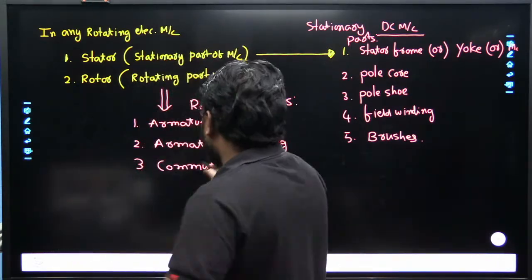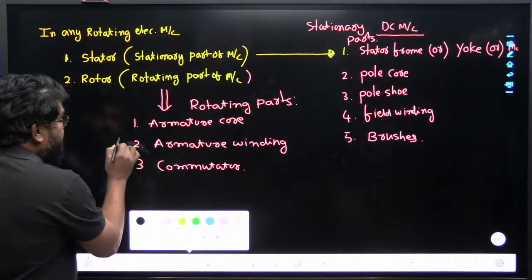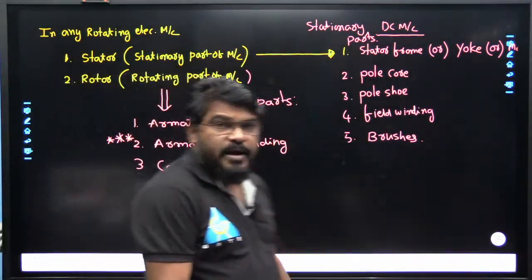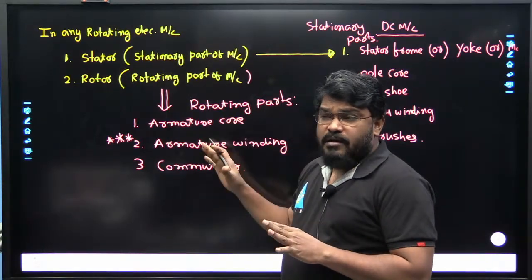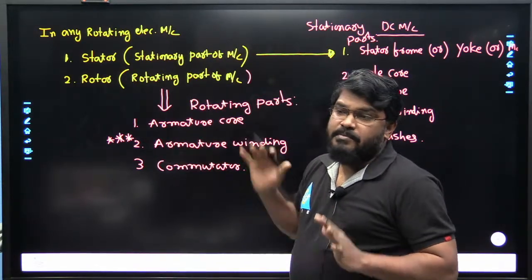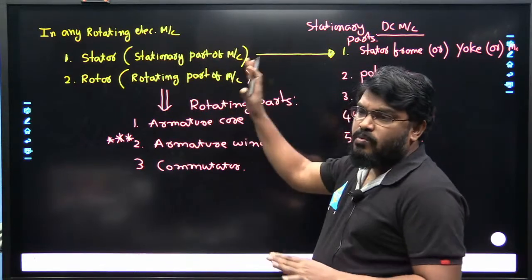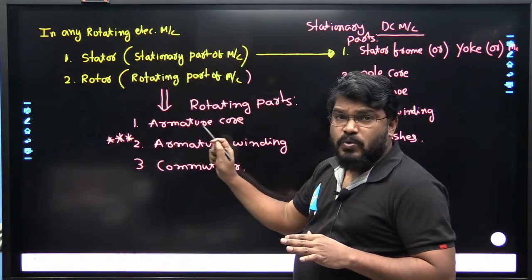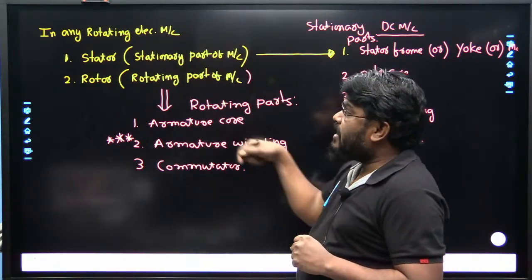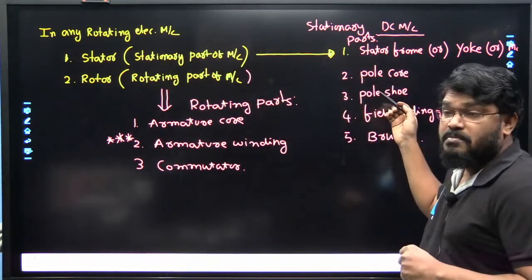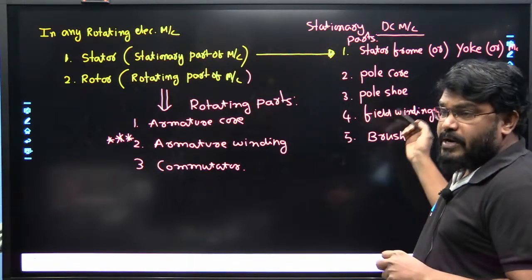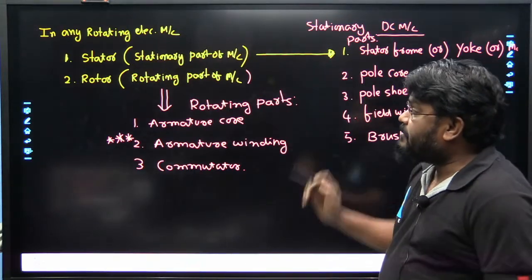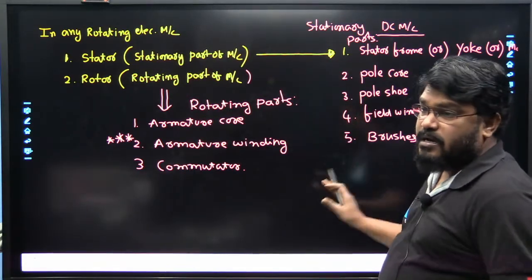Like so, but this part is very important in this case. In the DC machine, the armature winding is a very important part. So we can expect a 2 marks question from the armature winding, but the remaining are all 1 mark questions. The remaining are the function of the stator frame, function of the pole core, function of the pole shoe, field winding, brushes, commutator, armature core. These are all the main parts of the DC machines.